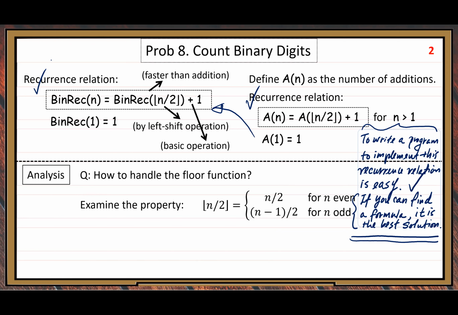But there is some uncertainty. In our recurrence relation, if we want to find the exact formula, not an approximate formula, then that truncation part is not very friendly for our problem solvers. So we want to make it friendly. Can we make it a little more friendly here?